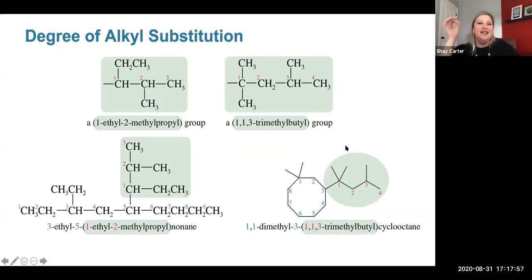So our degree of alkyl substitution, we can have very complex side chains. That's all this is saying: here is a very complex side chain. It's a 1-ethyl-2-methylpropyl group. Okay, it has a complex side chain. So this is how we would write complex side chains. We would put them in parentheses and put the locant of where they're found there.